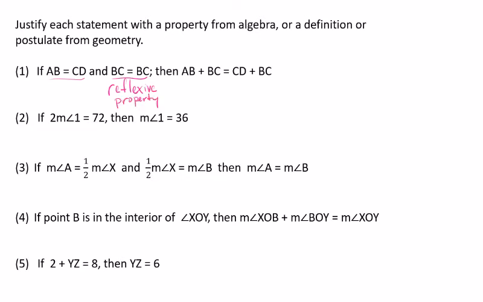of addition, right? And so then here we're just adding BC to both sides, right? So we start with this initial equation, we're just adding BC to both sides, and so that's the addition property of equality, right?